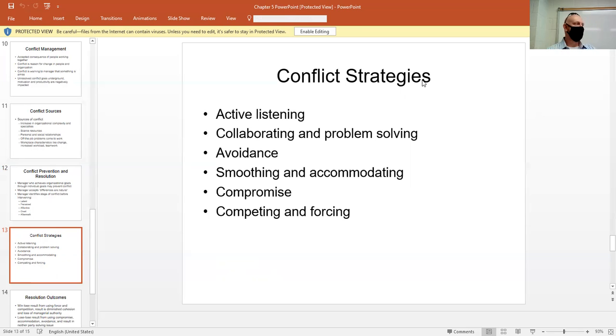There's strategies that they say are good for active listening. Some other things when you're trying to squash conflict: collaboration and problem solving. We know that that's the case. Another one, which I don't like, avoidance. If there's conflict, I think that's not a good strategy. Sometimes that's what people do when there's conflict.